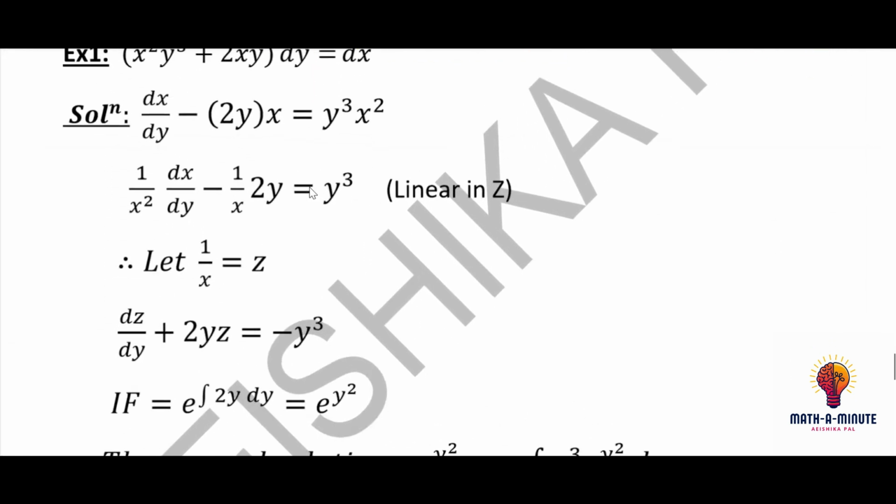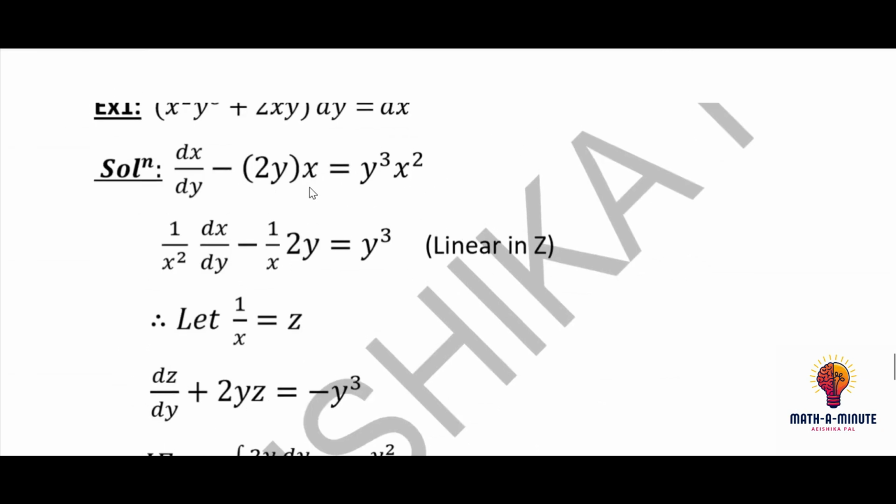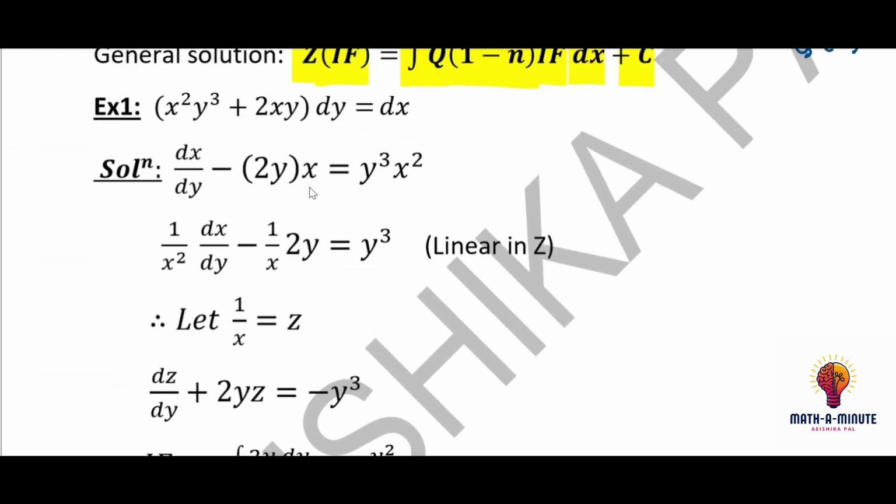Suppose in the first example, the given differential equation is (x^2 y^3 + 2xy) dy = dx. We can rewrite this equation in the form of dx/dy - 2y x = y^3 x^2.